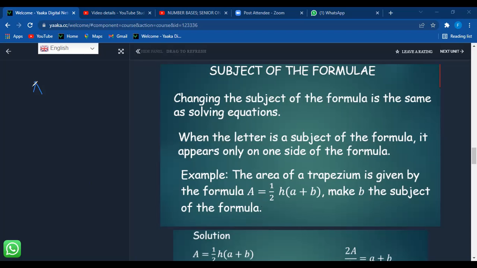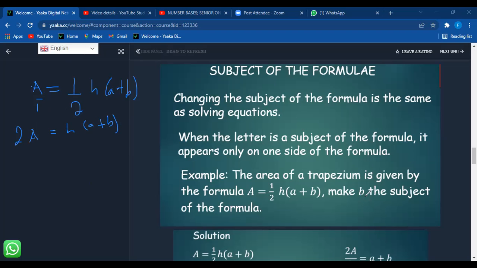So we have our A. What will be our first step? Is to cross multiply. Maybe this is over 1. So get 2 times A, which gives us 2A is equal to h into a plus b.